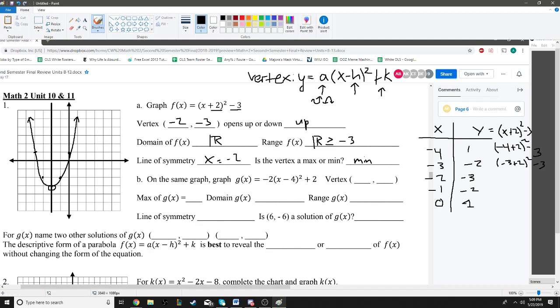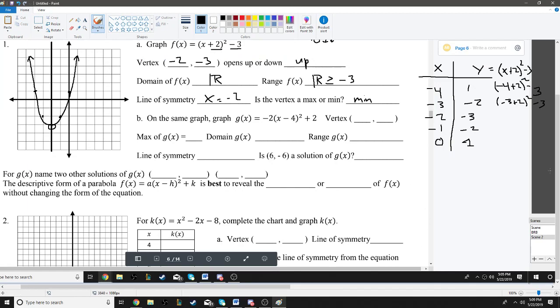So on the same graph, we're going to graph this function. So we're going to need a new t-chart. So you have x comma y. Okay. And we need to plot our vertex first. Our vertex is at positive 4, positive 2. So two numbers that are less than 4 are 2 and 3. Greater than 4 are 5 and 6. And we need to plug them all into the function negative 2 times (x minus 4) squared plus 2.